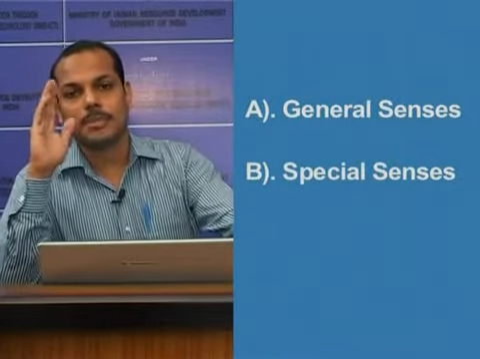Welcome back. In this session, we will be discussing the general senses. All of us know that there are sensory systems and motor systems. The sensory system is the system which brings information from the periphery to the central nervous system. This is called the sensory system. Now, sensation can be divided into two: general senses and special senses.